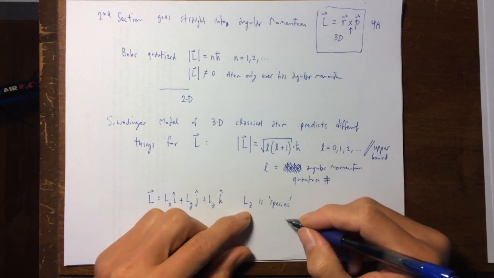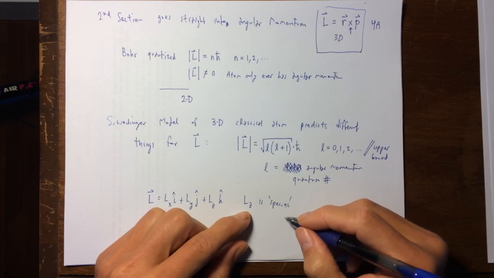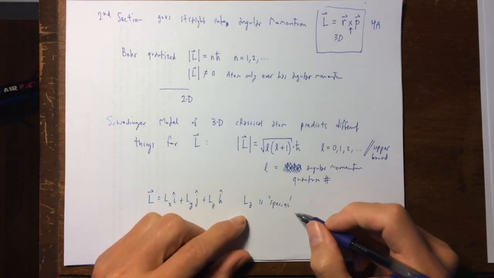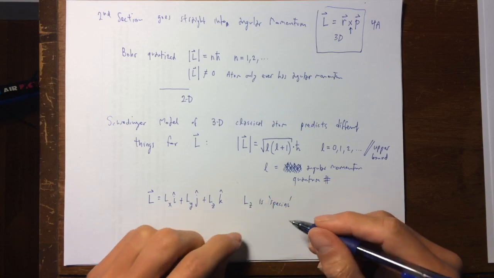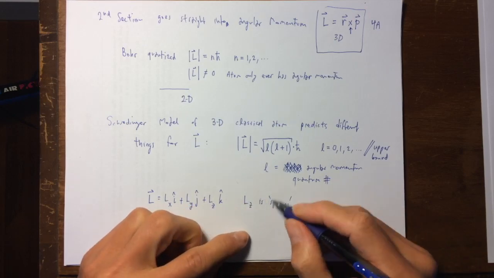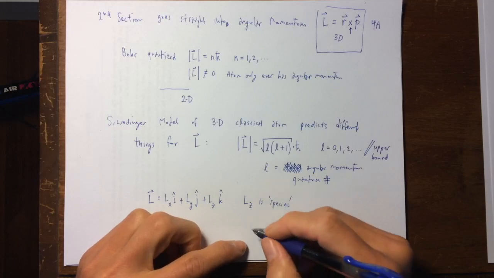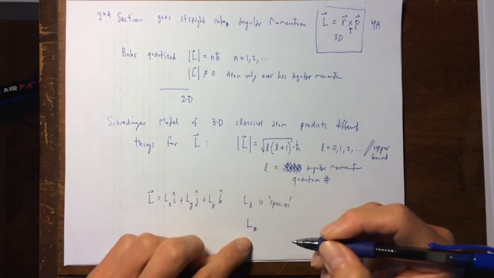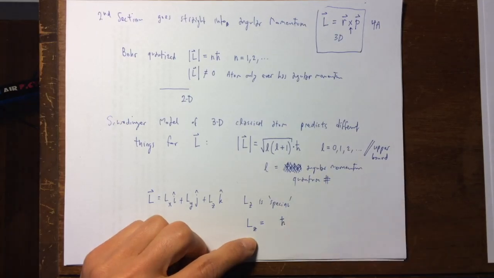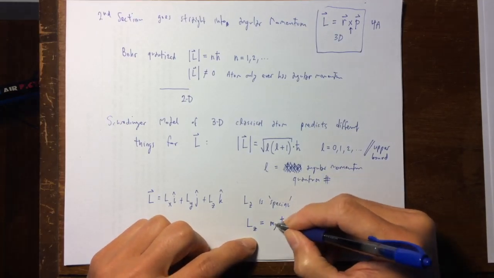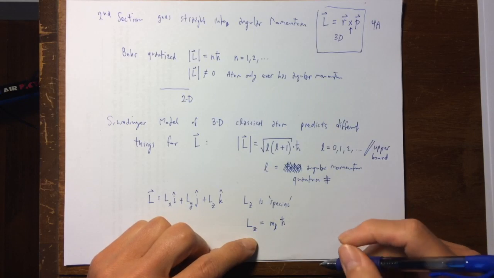We really like the idea that space is isotropic. It looks the same in all directions. So really, Lz is not special, but it is kind of treated specially. And so it's given a quantum number that's associated with Lz. So the Z component of angular momentum is a different integer multiplying the quantity h bar.